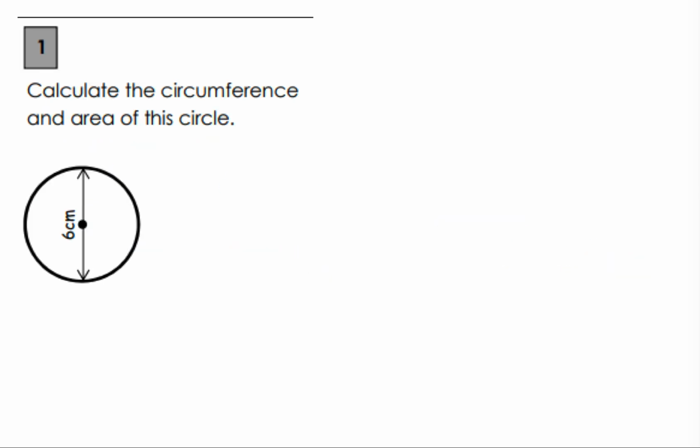Okay, so let's go ahead and practice some of these problems. Calculate the circumference and area of our circle. So I'm going to go ahead and write up our formulas here so we have them as a visual. Circumference equals pi times diameter. Area equals pi times radius squared. For our problems today, we are going to be using 3.14 for pi, and unless the directions say to round, we will not be rounding.